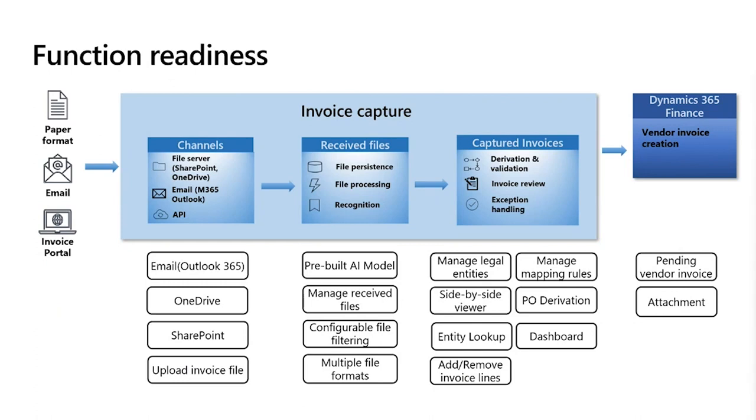We also introduced the PO derivation: once the invoice header contains the PO number, it will automatically derive the PO number and the line number for the invoice lines. It ensures that the PO invoice automation, such as product receipt matching and 3-way matching, can be executed in F&O.